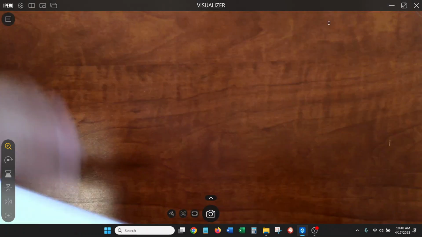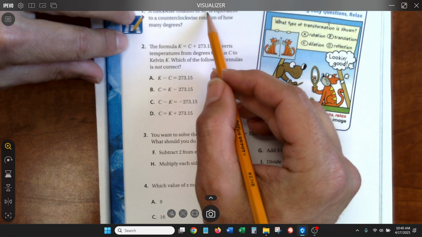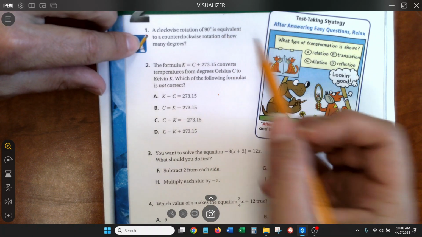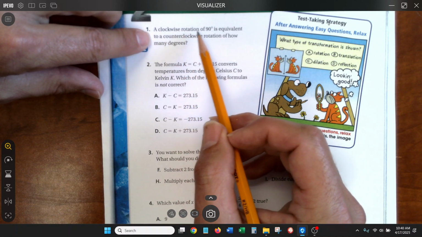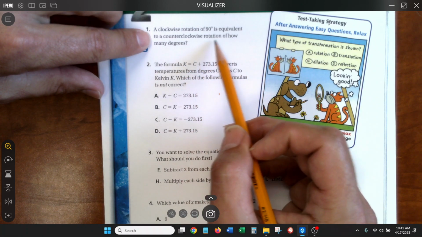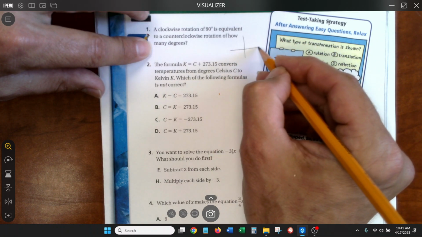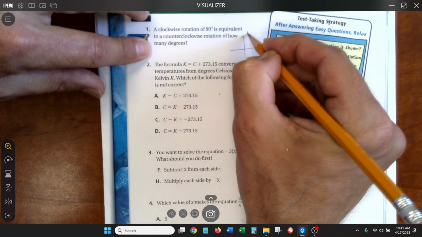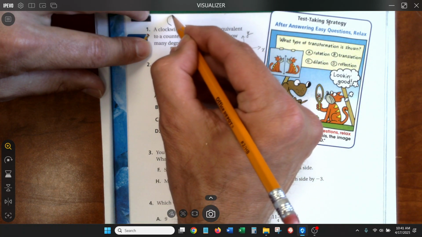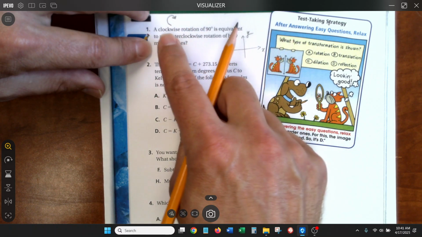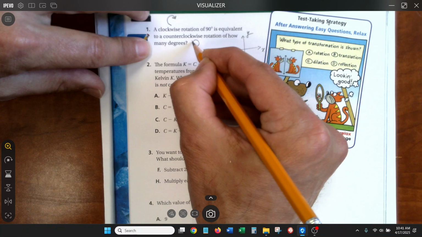Chapter 2, we're looking at a clockwise rotation of 90 degrees. Oops, here we go. And asking what a clockwise rotation of 90 degrees is equivalent to, a counterclockwise rotation of how many degrees? So a rotation on an XY axis here in the clockwise direction. Remember, clockwise, a rotation is in this direction. A counterclockwise would be in this direction.